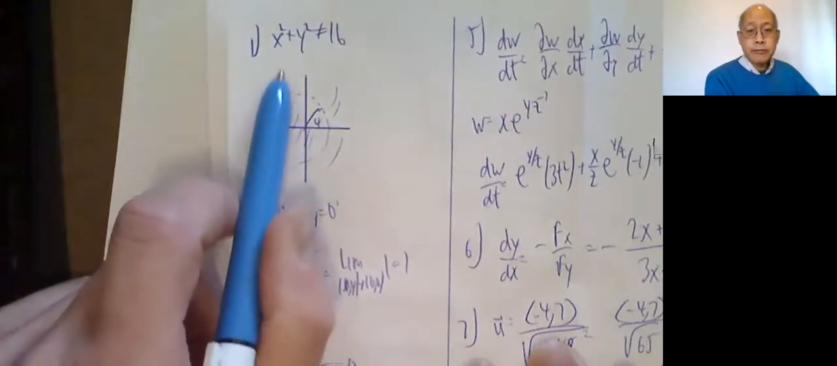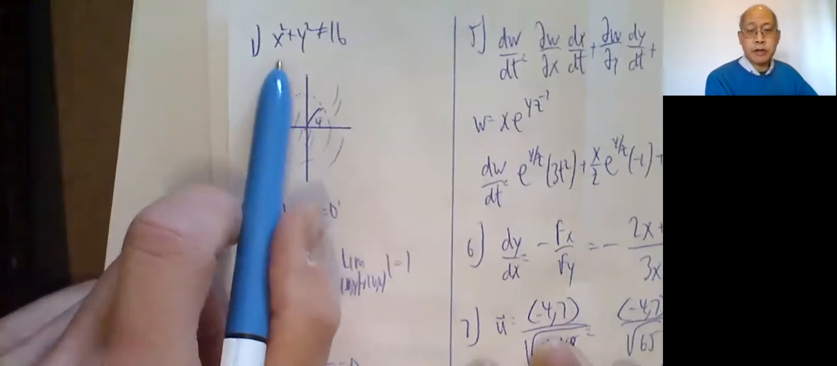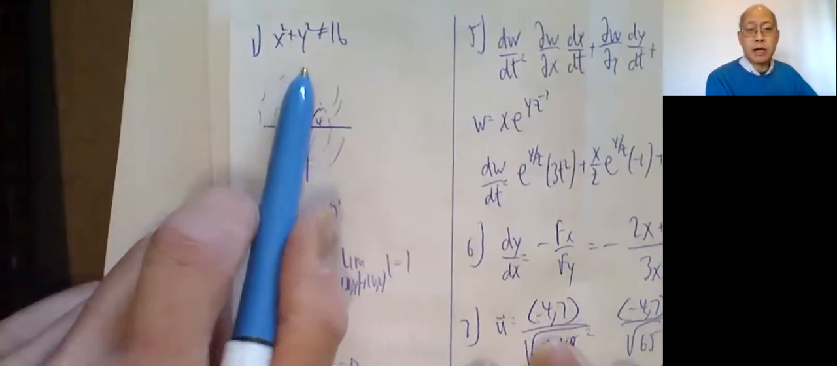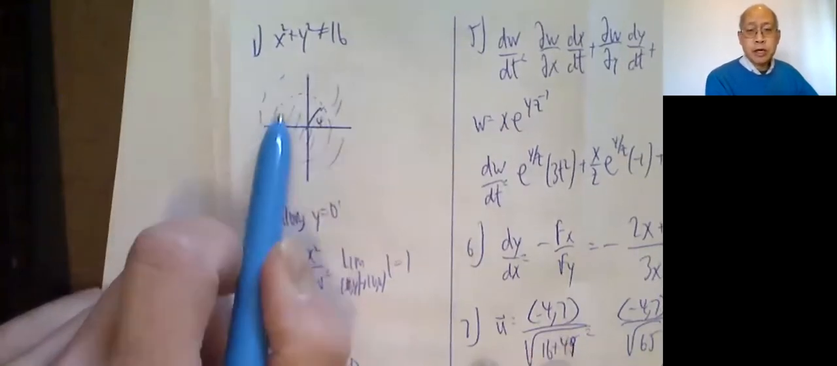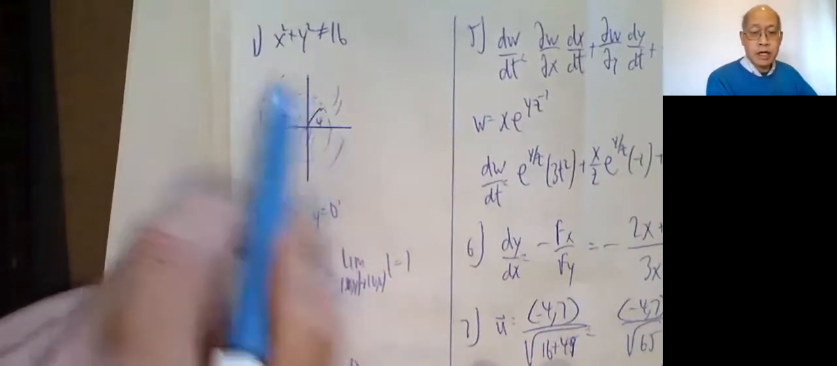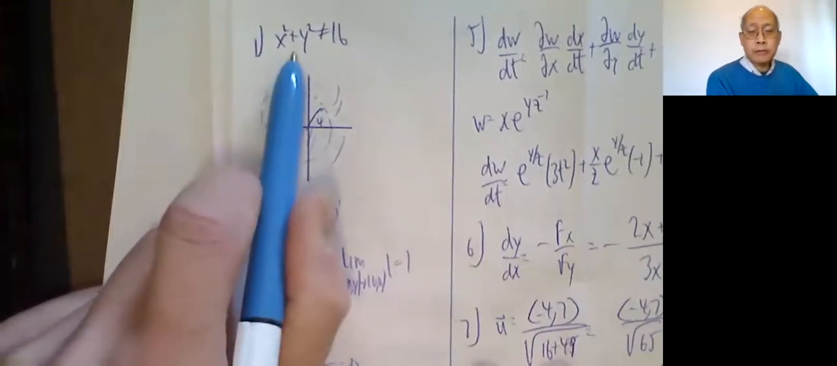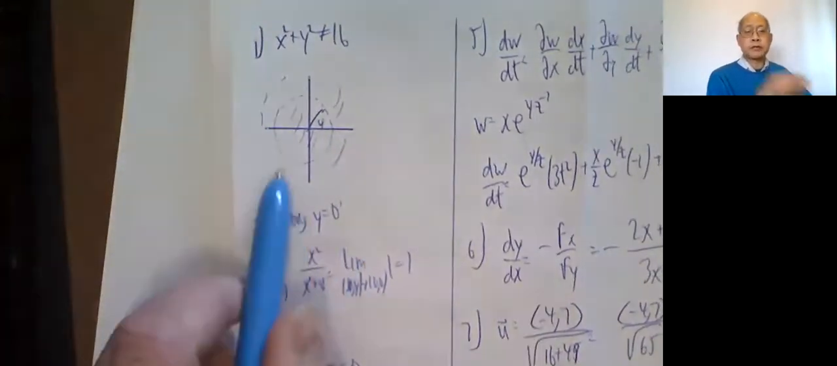So some of you did some other funny algebra which doesn't work, like it somehow became a line or whatever. And not equal to 16. Some of you maybe shaded only the inside or only the outside. No, everything is shaded, just a dotted circle on x squared plus y squared equals 16. So that would be the domain.